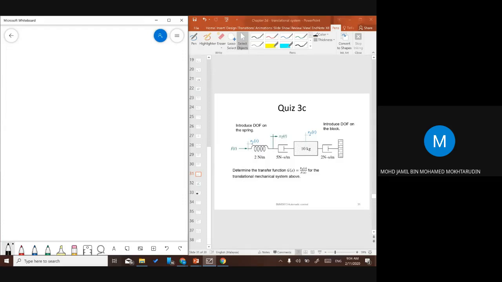Okay, so let's do this question. For the first free body diagram, X1. So you have forward force F. And then X1 is connected to a spring. So the backward force is 2X1. And the spring also connected to X2. So you must have another forward force, 2X2.